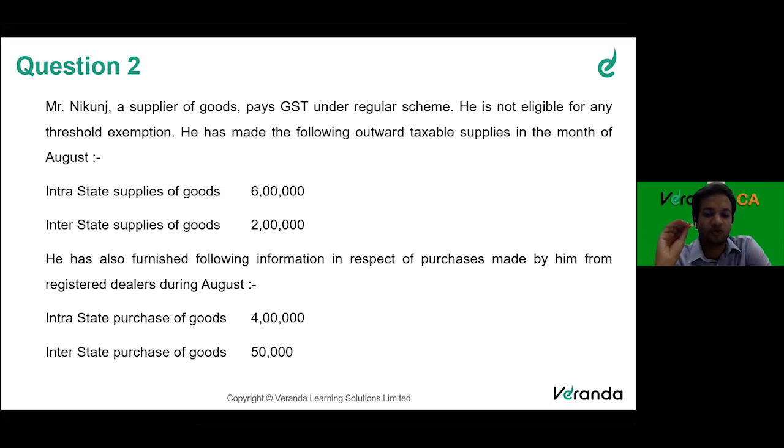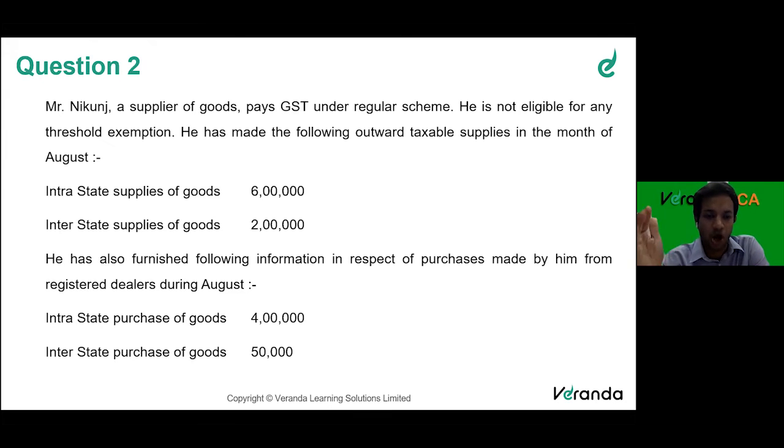Anyone? What will be the gross liability? Leave input tax credit. Output liability. Okay. See, the sale value is given. Intra-state supply 6 lakh rupees. Intra means within the state, I will have to charge CGST and SGST. The question says rate of GST is 18%. So on 6 lakhs, 9% will be CGST, 9% will be SGST.